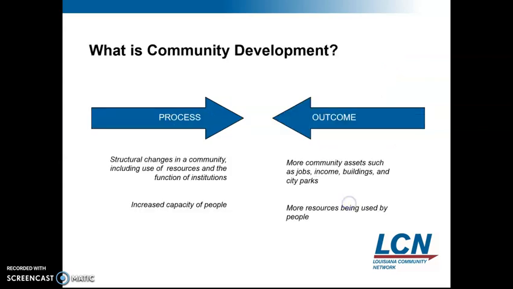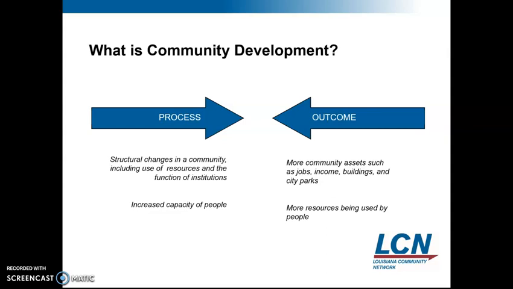Community development can further be defined: what is community development? Community development is process and outcome. Structural changes in community include use of resources and the function of institutions, and increased capacity of people. For the outcome, we can understand that there are more community assets such as jobs, income, buildings, and city parks, with more resources being used by people.